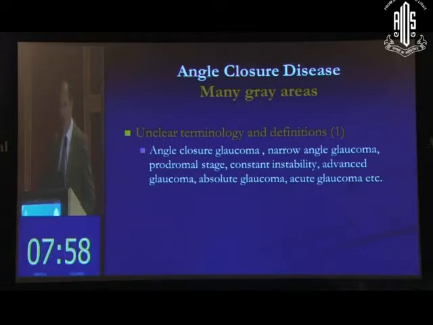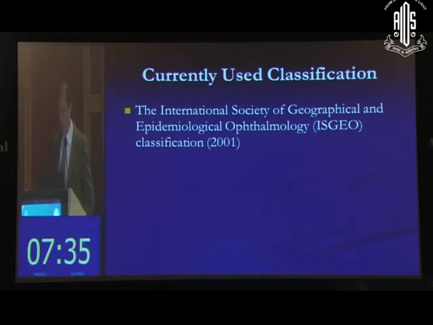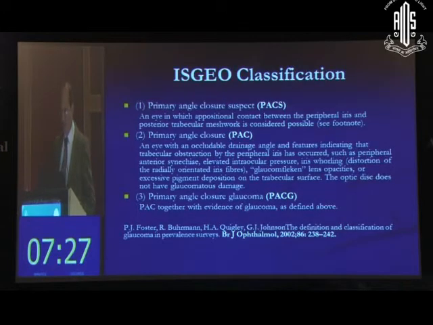Now the problem when we talk about angle closure is that there are many gray areas and many things which are not clear. One of the problems that was always there was the unclear terminology and the definition itself. Angle closure disease has been referred to variously as angle closure disease, angle closure glaucoma, narrow angle glaucoma, and there are many stage-specific terminologies that have been used, and they have been quite confusing. But fortunately now we have what we call the ISGEO classification, which was proposed in 2001 and published in 2002, and that tries to simplify this problem.